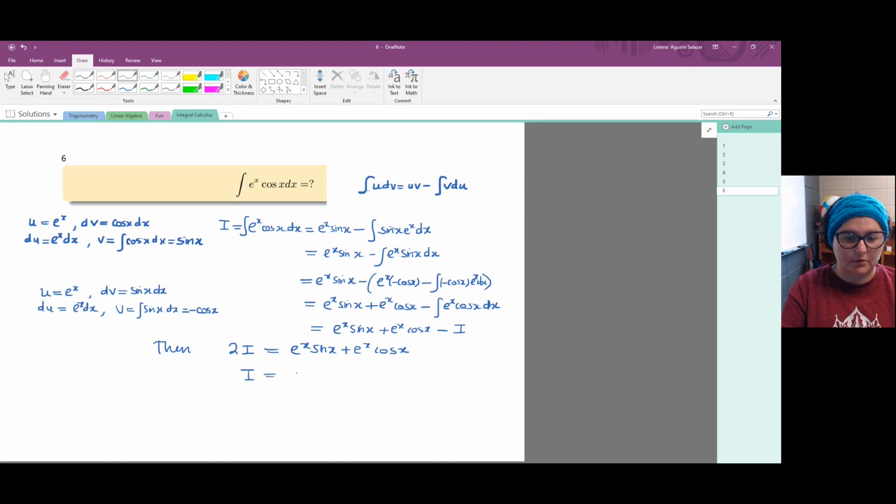Then the integral we're trying to find is a half of e to the x times sine of x plus e to the x times cosine of x, and we add the constant. We usually have the integration constant, and that's the answer to the problem. So in this example, we see that it's necessary to use integration by parts more than once in order to find an integral.